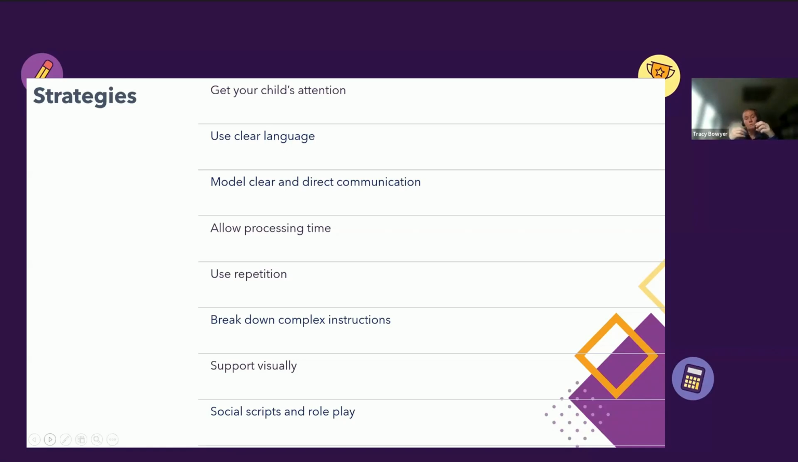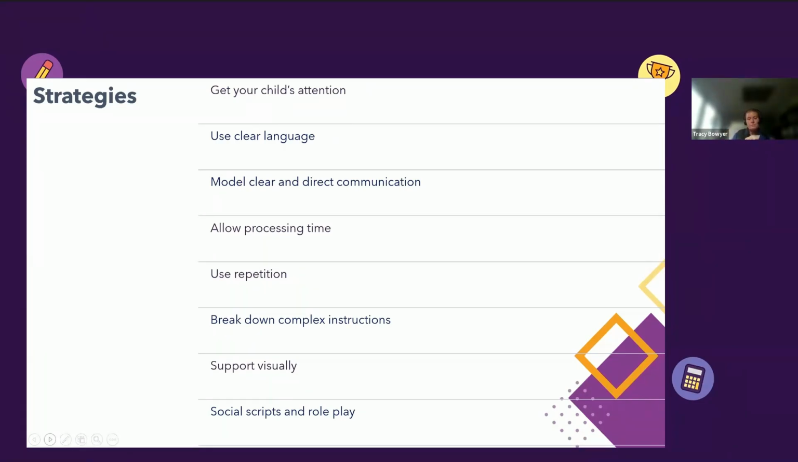I always back it up as well, if I need to, by writing down a bullet point list, or if it's a plan for the day, we'll have a schedule. I'll always reinforce the plan using that repetition. Then there's breaking down complex instructions. Like I said before, instead of giving lots and lots of instructions or long multi-step instructions, I tend to break tasks down into smaller, more manageable tasks.